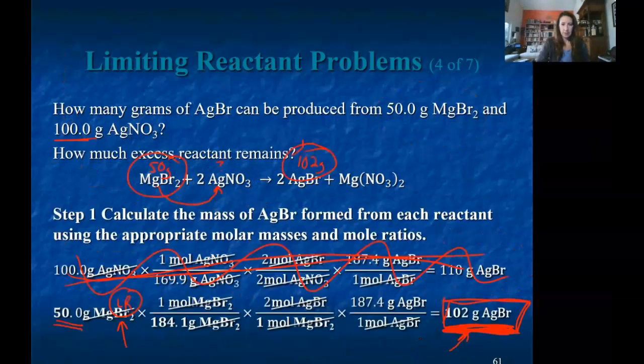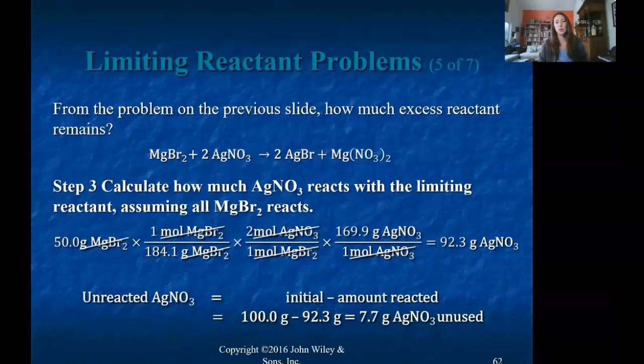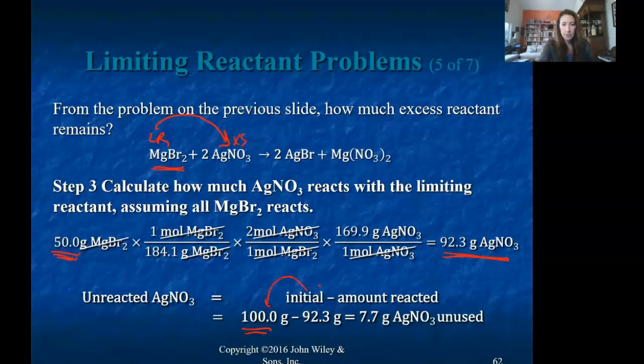I have it here neater. There we are. So much prettier here, right? So we started with our limiting reactant. We had 50 grams of it. We converted it to our excess reactant. This is our excess reactant. We used 92.3 grams of it, but we started with 100 grams. This was our initial, 100 grams. We used this much, that's how much was reacted, and this is how much was left over.